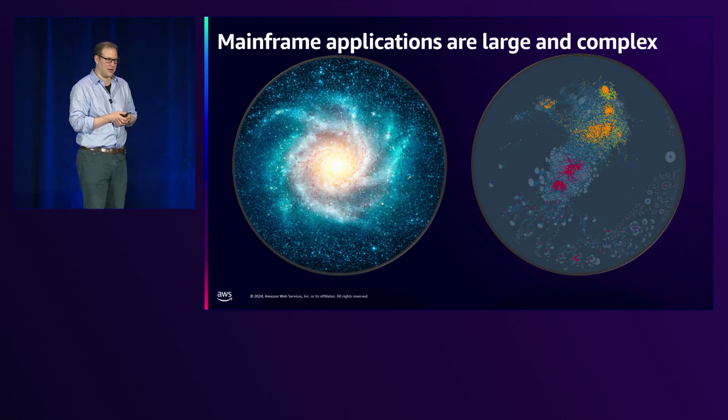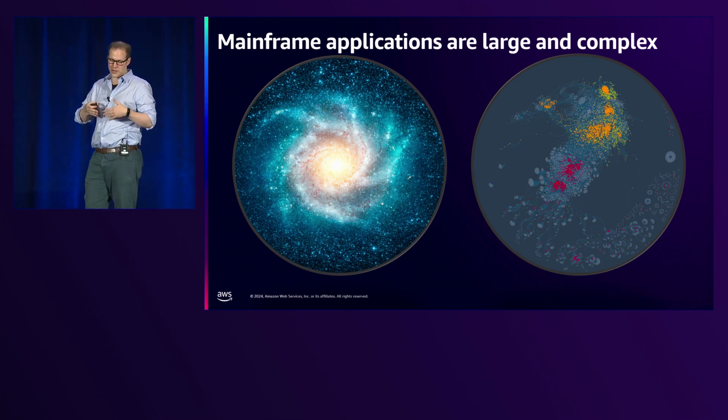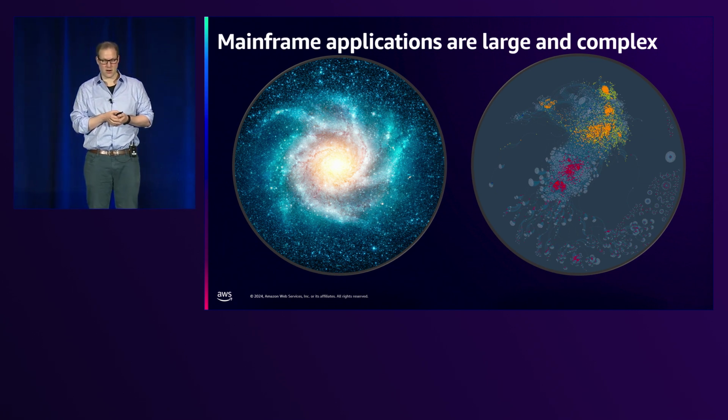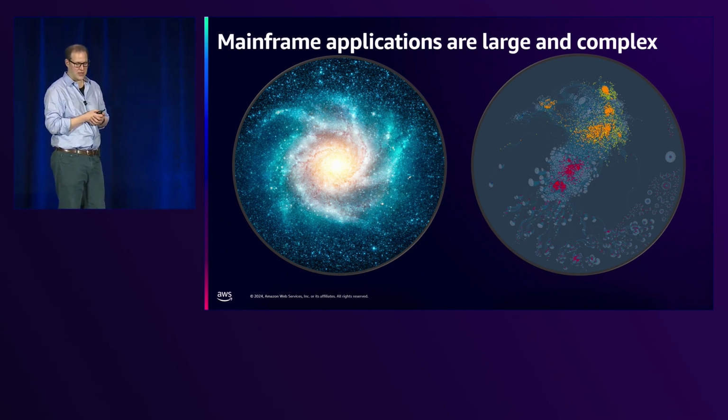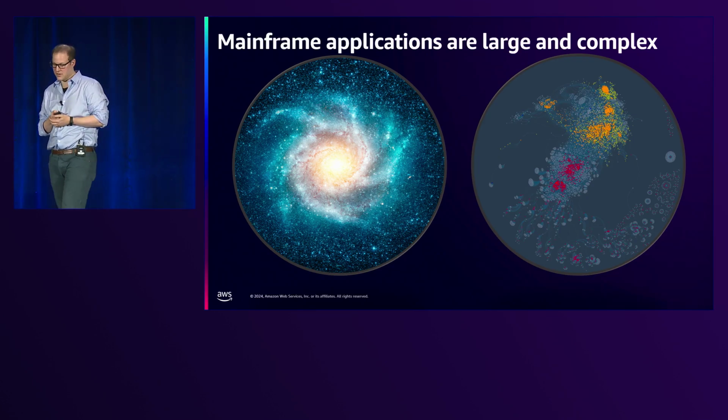The reason we're here is that mainframe applications are extremely large and complex. They're the result of decades of evolution of technologies and functionalities, and the technologies they're built on make organizing and taming this complexity hard. What you see here is a graphical representation of a large, not even very large, application on the right side, 3 million lines of code with the connections of all the different files. And on the left, there's a galaxy.